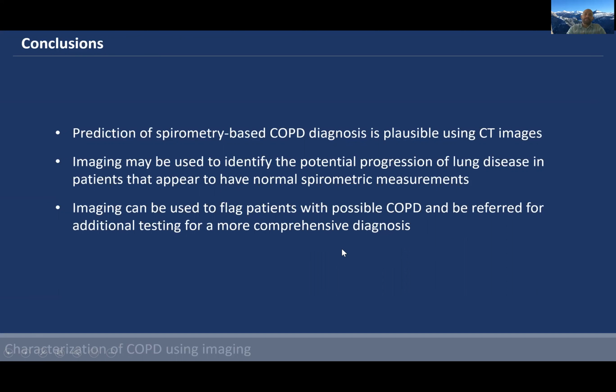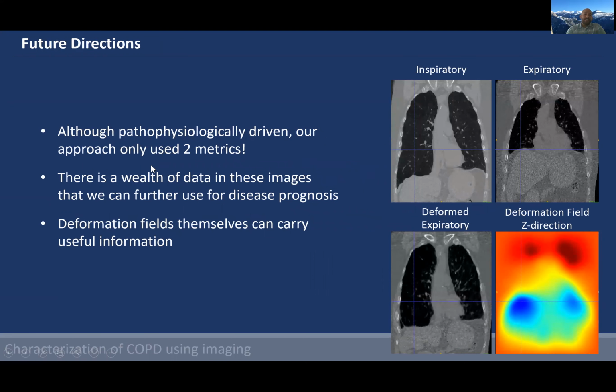So if we could flag these patients, we can then refer them later on down the road for a comprehensive diagnosis with their pulmonologist. As far as future directions, we only use 2 numbers. A lot of data scientists, engineers and computer scientists might be shaking their heads like, man, you reduce these 2 images rich with information to 2 numbers and are accomplishing this task. Well, the 2 numbers are highly interpretable, but there is a wealth of data in these images, and we plan on using these entire images for subsequent tasks.